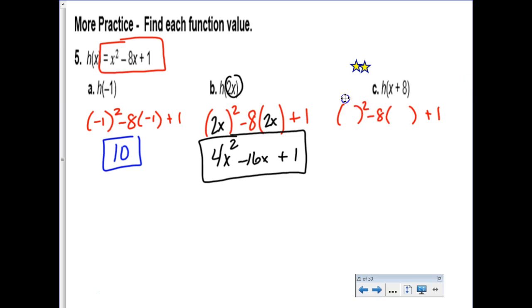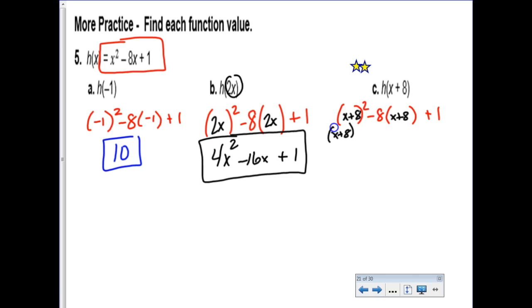Well, you're supposed to plug in x plus 8. Now, this is where I get a lot of kids. They think x plus 8 squared is just square everything. But that's not how binomials work, right? X plus 8 squared means x plus 8 times another x plus 8. So you need to FOIL this out.